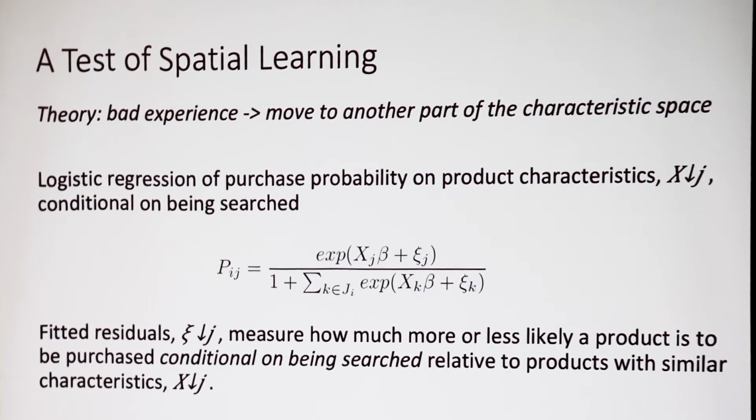The other thing we're going to do is show you a test of this theory model I told you about earlier. One prediction of our model is that when you have a bad experience, you jump far away to another part of the characteristic space. So what is a test that we'd like to do? We want to say that when you have a bad product, you do something differently.